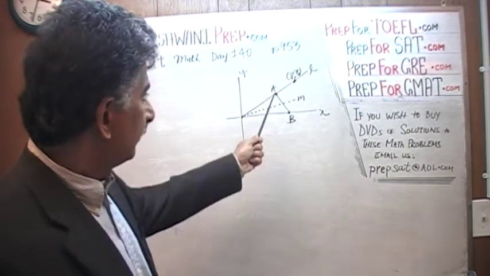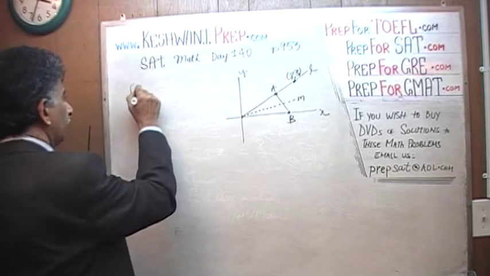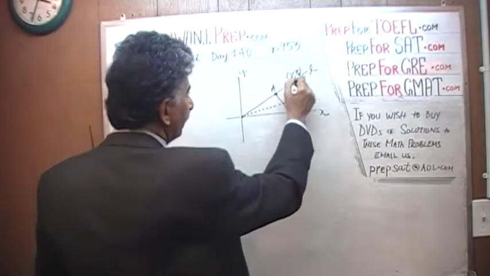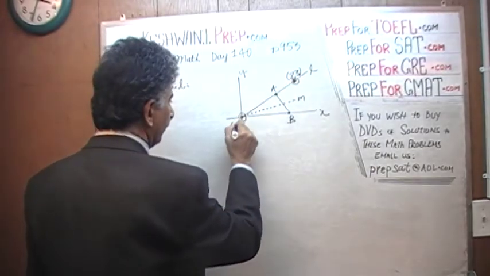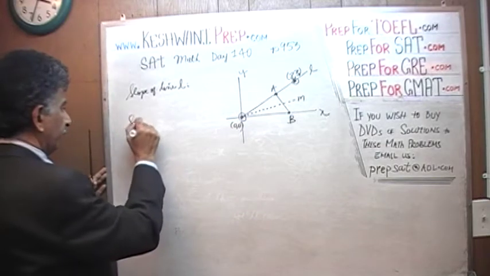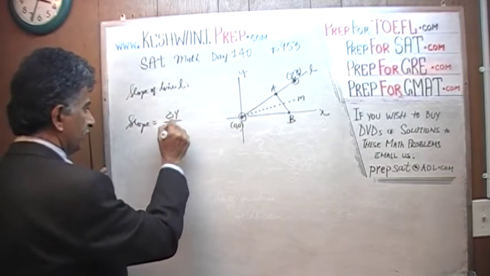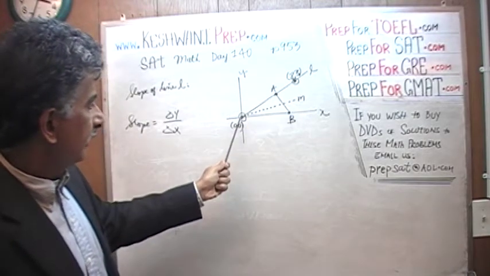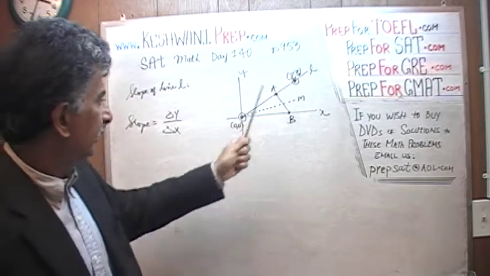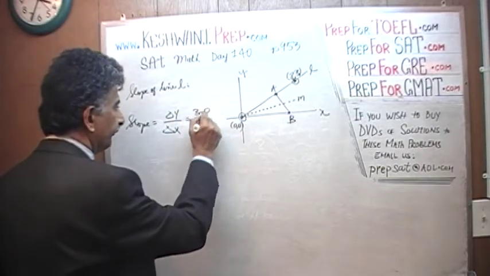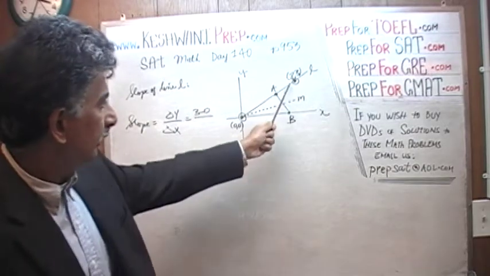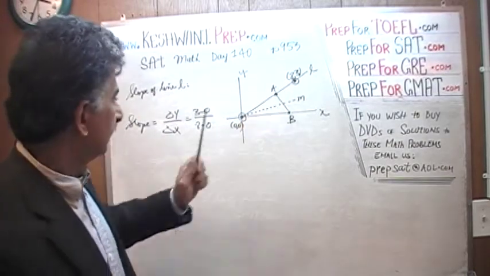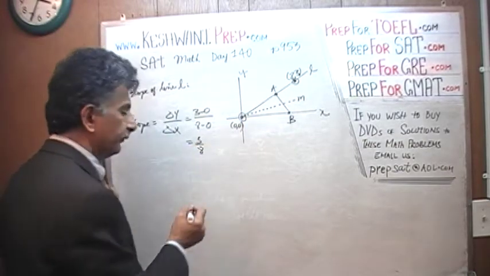Well, let's figure out what the slope of line L is. We can look at this point here, (8, 3), and this point here, (0, 0). The slope, of course, is simply the change in y over the change in x. As we go from the origin to this point, the change in y, we go from 0 to 3. The change in y is 3. Similarly, the change in x, we go from 0 to 8, which is 8 minus 0. In other words, the slope of this line is 3 over 8.